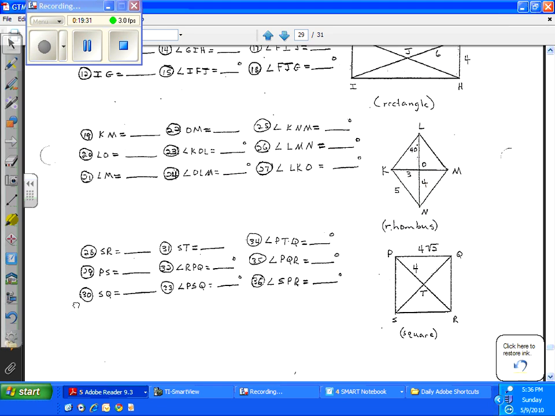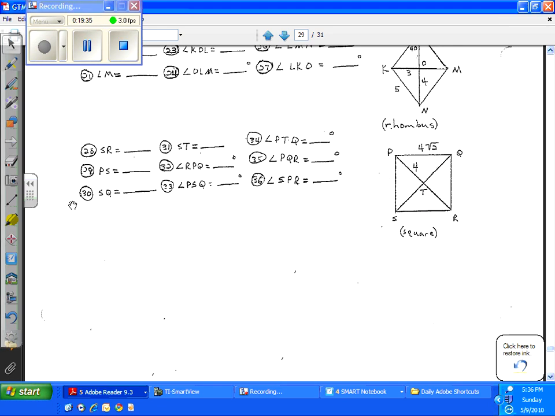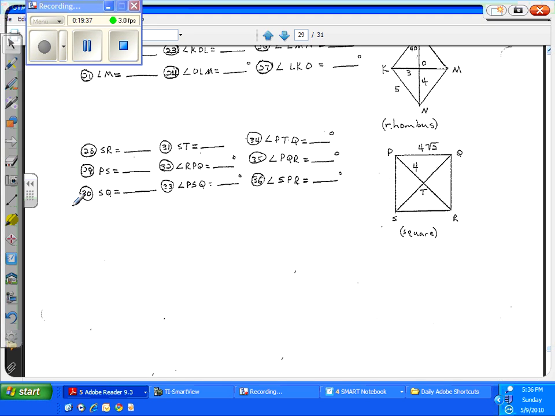Now, a square is a quadrilateral with 4 equal sides and 4 right angles. The fact that it has 4 equal sides makes it a rhombus, and it makes all these 4 square root of 2. It's also a rectangle because the other part of its definition says it has 4 right angles. So a square is a quadrilateral with 4 equal sides and 4 right angles.